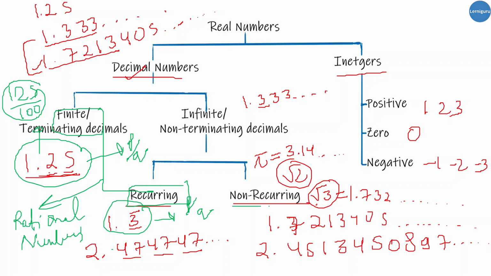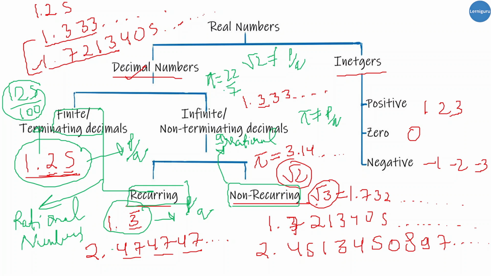Whereas non-recurring, non-terminating numbers are called irrational numbers. These are the numbers that you cannot convert into p by q form. You cannot convert root 2 into some p by q form. You cannot convert pi into some p by q form. I know you guys know that pi equals 22 by 7, but this is not the exact value. This is an approximation. Remember this: pi is an irrational number and 22 by 7 is not its form. This is an approximation. Okay.